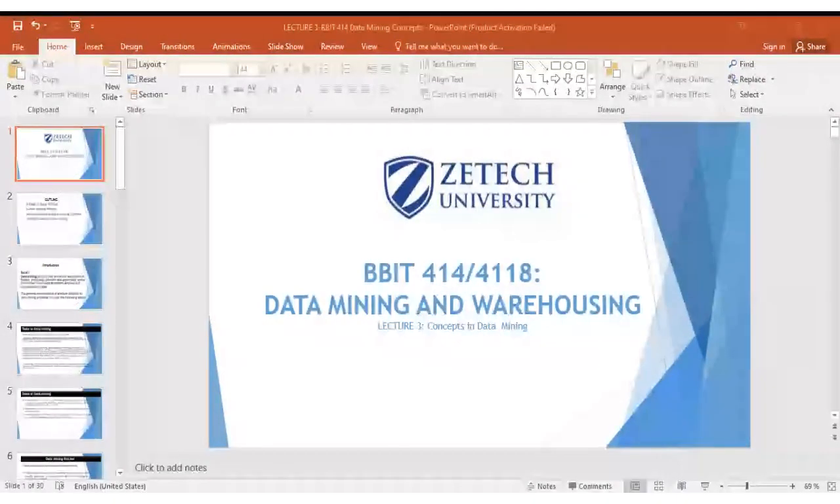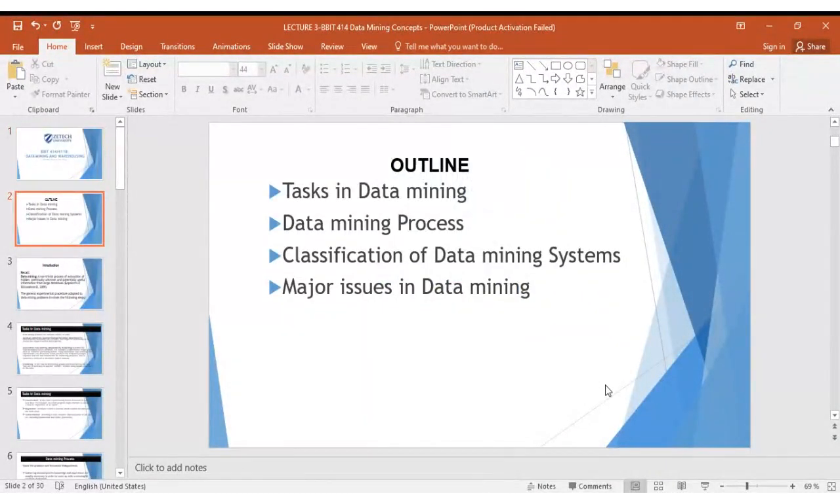Then I will move from there to see how we can apply some of those concepts in our real world so that we are able to provide perspective in how this class is relevant to us and even in our career. So today, majorly, we're going to look at the tasks in data mining process, classification of data mining systems, and major issues in data mining. And on major issues, I would want this to be covered.